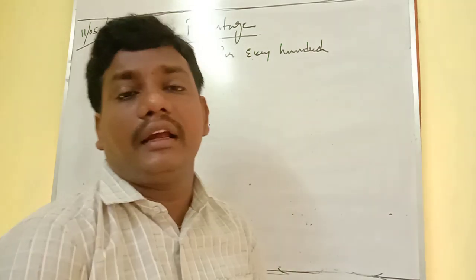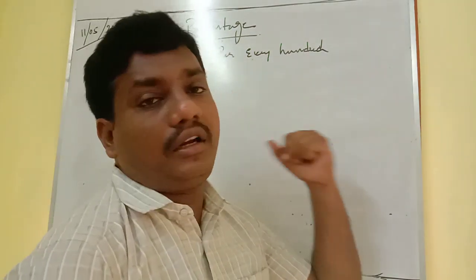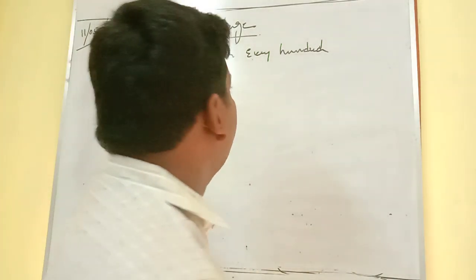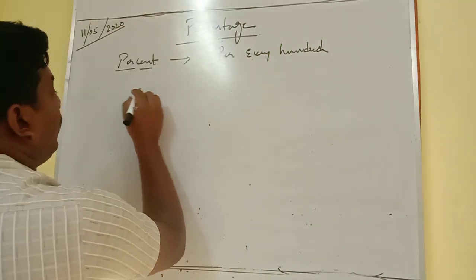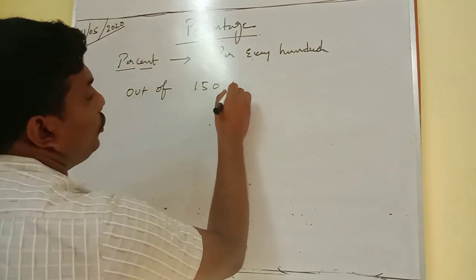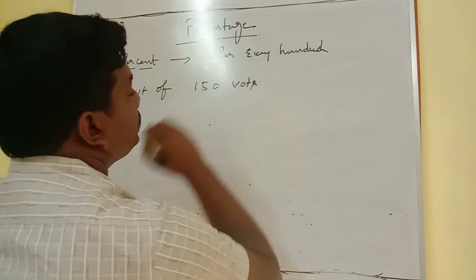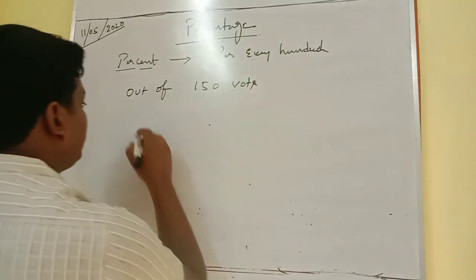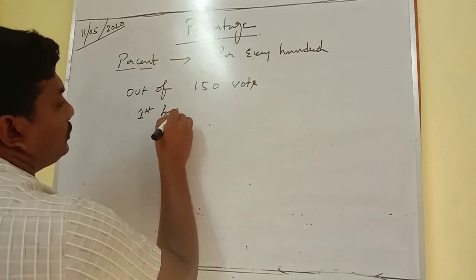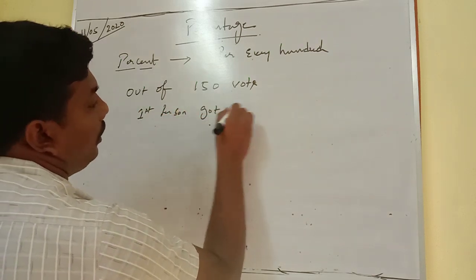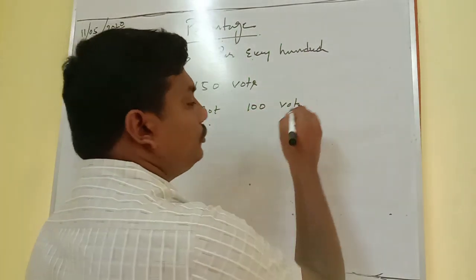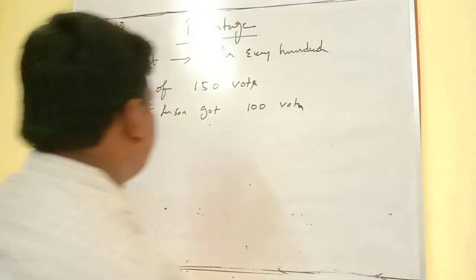Now we are going to calculate any fraction into percentage. How to calculate? We are going to consider an example. Suppose out of 150 votes, the first person got 100 votes. How much percentage of votes did the first person get?